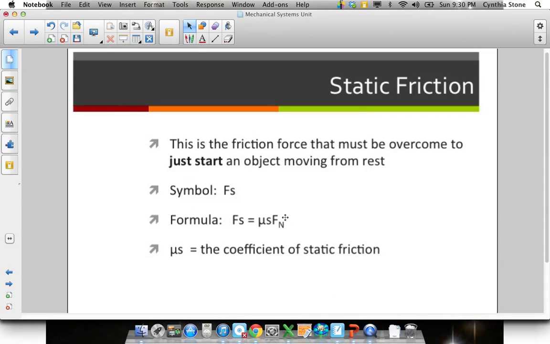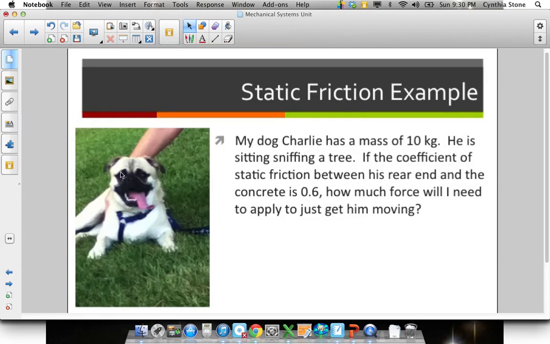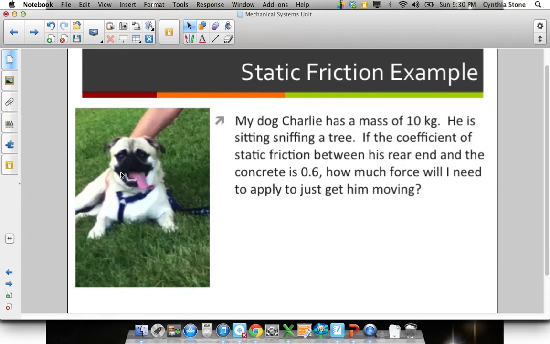So that's what static friction is. It's the coefficient related to static friction, again, just times the normal force. So looking at a little example, Charlie, my dog Charlie, his mass is 10 kg. He's not 10 kg, he's put on pug weight since then. He's more like 13, but we're going to stick with 10 for the example.